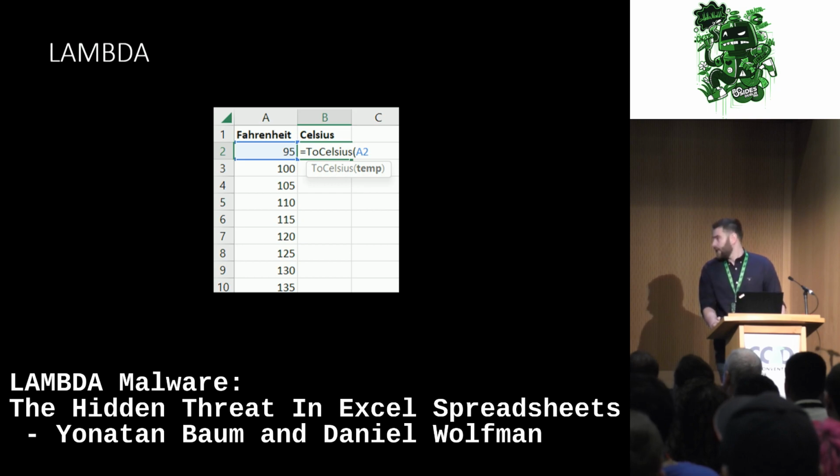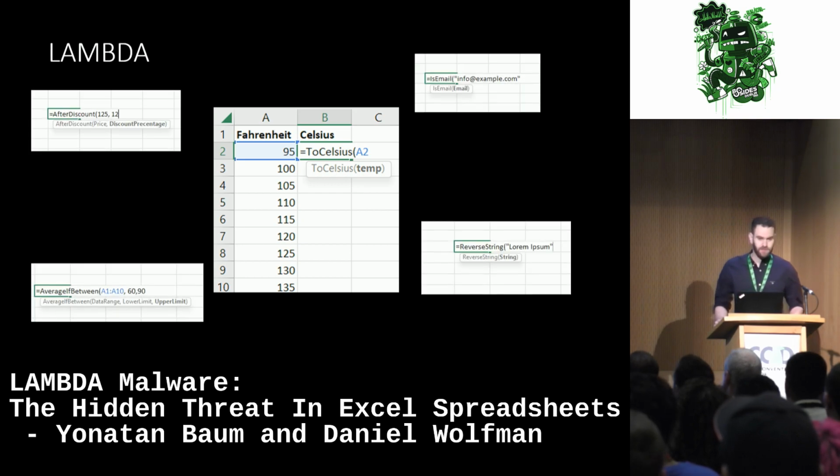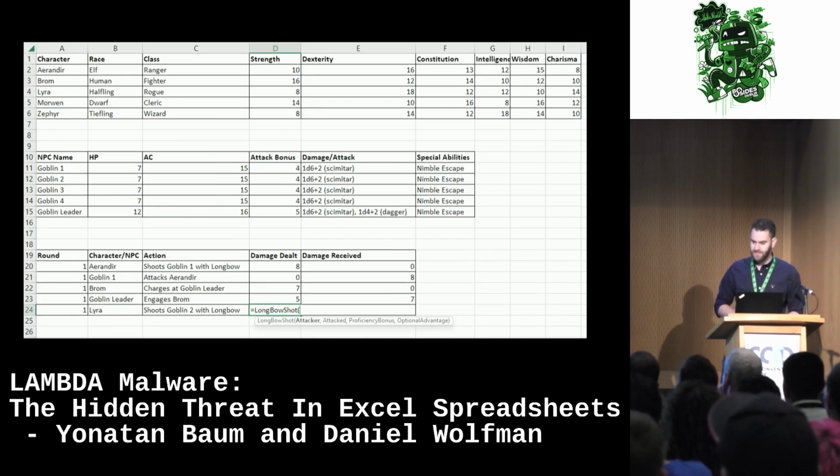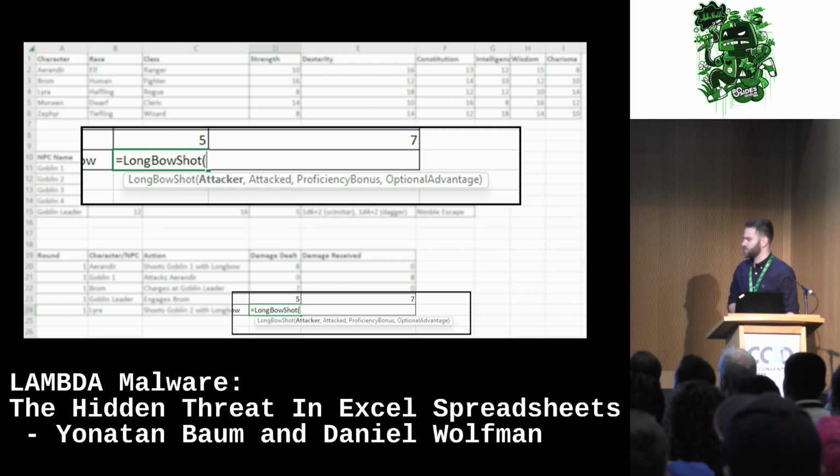Lambdas are great because they can handle strings and they can calculate the price of a product after a discount. Essentially, they are a way for you to tailor Excel to your specific needs. Say you also have a D&D adventure and you'd like to have a way to calculate the exact damage a longbow shot inflicts on an enemy. With lambdas, you can do that just like that.